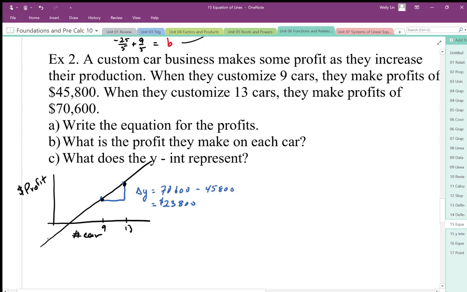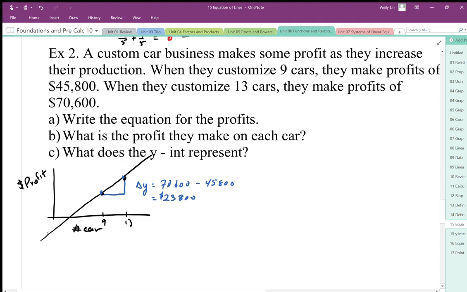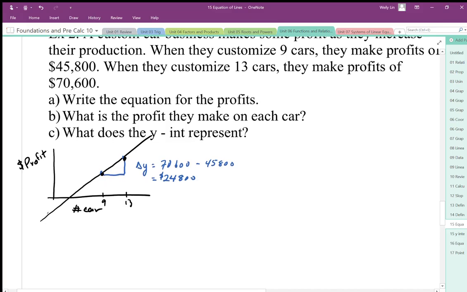Okay, I think I did that correct. Let me just double check this. Sorry, that's going to be $24,800. Okay, so that's my change in profit. So I had an increase in profits of $24,800, and that happened over my change in x, which is going to be positive 4 cars. So I made a profit of $24,800 for every 4 cars.